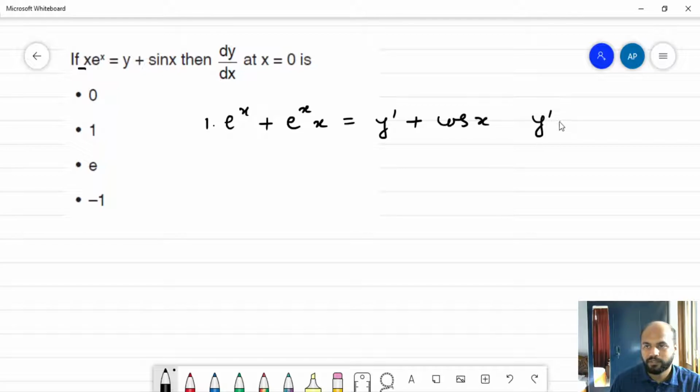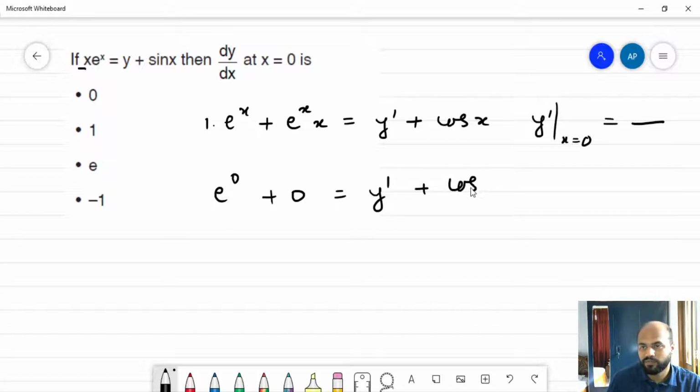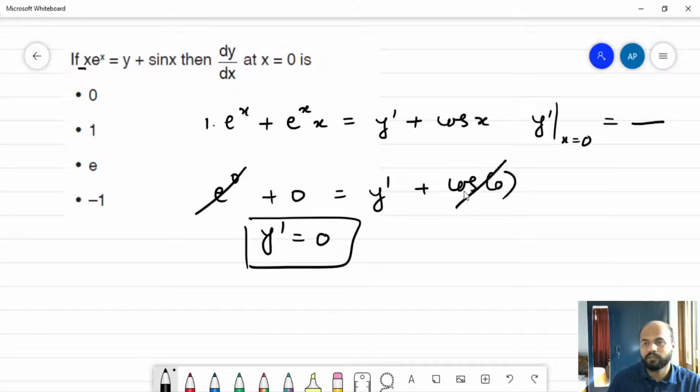Now y dash at x equals to 0 is e raised to 0 plus 0 is equal to y dash plus cos of 0. Cos 0 is 1. So we get y dash as 0. Because this is 1 and this is 1. Both are going to cancel. So y dash is 0. That is the answer.